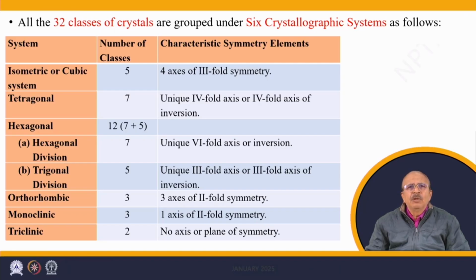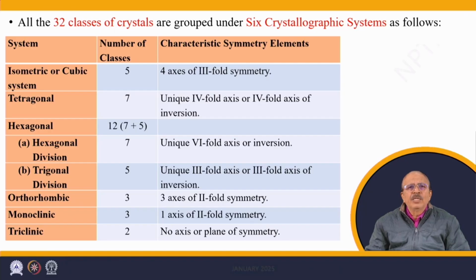You can see in the table that the system, number of classes and characteristic symmetry elements are given in the different columns. The first one is the isometric or cubic system. Number of classes is 5, whereas the characteristic symmetry element is 4 axes of threefold symmetry. Tetragonal system, the number of classes is 7, unique fourfold axis or fourfold axis of inversion. Hexagonal, having 2 different divisions. In the hexagonal division, the number of classes is 7, unique sixfold axis or inversion, whereas in the trigonal division, the number of classes is 5, unique threefold axis or threefold axis of inversion.